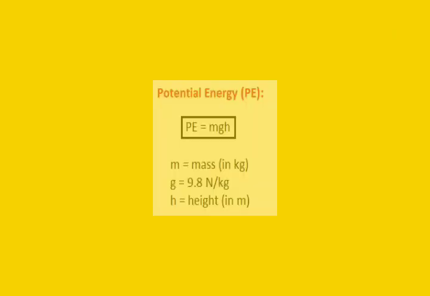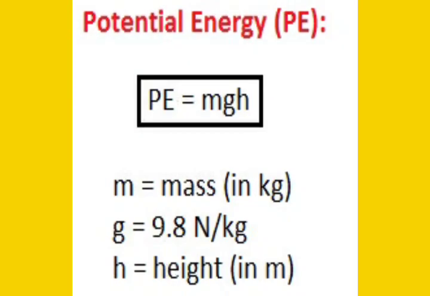Now next is the formula of potential energy. The formula of potential energy is mgh, where m is the mass of the body, g is gravity, and the value of g is 9.8 meter per second square, or approximately 10 meter per second square, and h is height. So on the basis of the formula, we can say what factors affect the potential energy of a body placed at a height. Basically, two factors affect it.